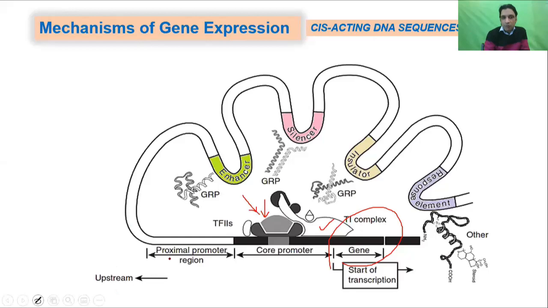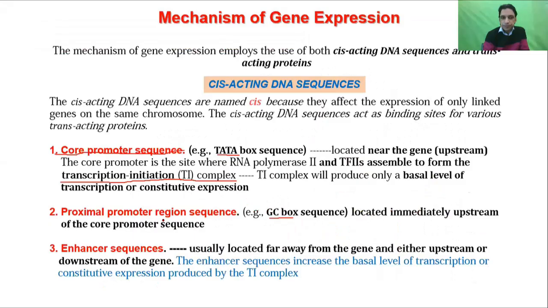Everything upstream above the gene is called the upstream sequence. This is the upstream, and from here the downstream. Here the transcription starts. So this is the core promoter, and this is the proximal promoter region.